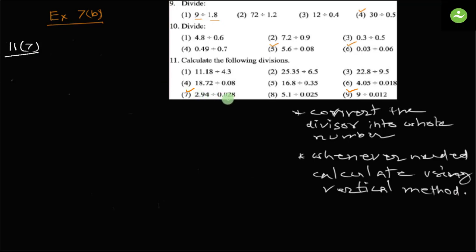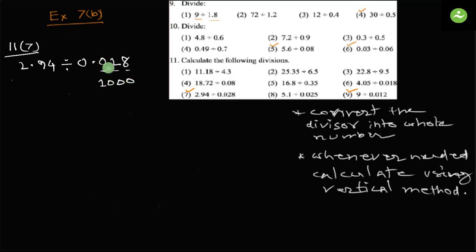2.94 divided by 0.028. First thing, we have to check if the divisor has a decimal point. Yes, and we have to convert the divisor into a whole number. So how many digits are there after the decimal point? 1, 2, 3. So we have to multiply by 1000 because 1000 has 3 zeros.